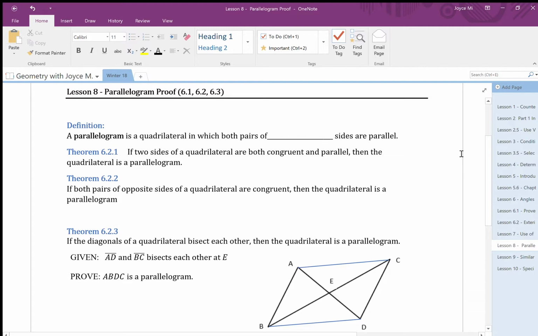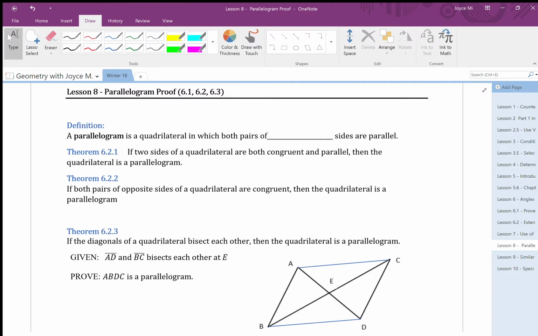In class we learned that a parallelogram is a quadrilateral in which both pairs of opposite sides are parallel. So that is the very basic definition. This is the definition of a parallelogram.